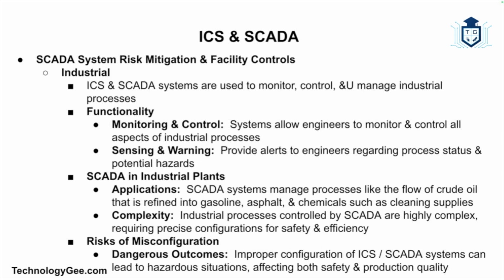Next, we have industrial. So ICS and SCADA systems monitor, control, sense, and warn engineers of all aspects of the process in industrial plants. SCADA systems can control the flow of crude oil being turned into gasoline, asphalt, and chemicals like cleaning supplies. And such complex processes have many controls that can be dangerous if inappropriately configured.